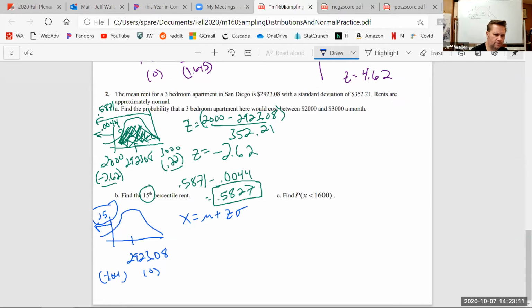Get that. And now I can just throw that in the old formula. I got a mean plus, and actually it's going to be minus because it's negative 1.04, times 352.